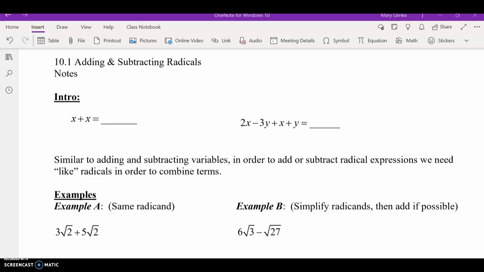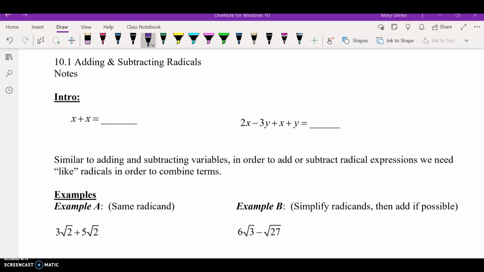Hello. Today we're going to be working on adding and subtracting radicals. To get us going, we're going to take a look at stuff that we have done in the past. We're going to be combining like terms with variables first. So we're going to do x plus x. When we add those together, we end up getting 2x. So you notice all we do is combine the coefficients. We do 1 plus 1.